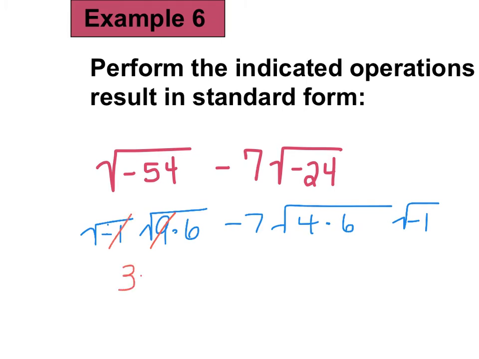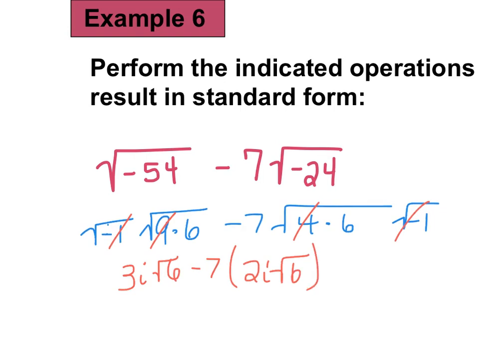So this becomes 3i root 6. You guys see that? Okay, then I have the minus 7, and then we're timesing all this. What is the square root of 4? 2. What's the square root of negative 1? i. So I have 2i root what? 6. You multiply the 7, you get 2, right?